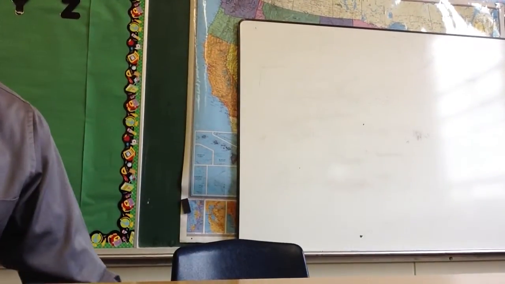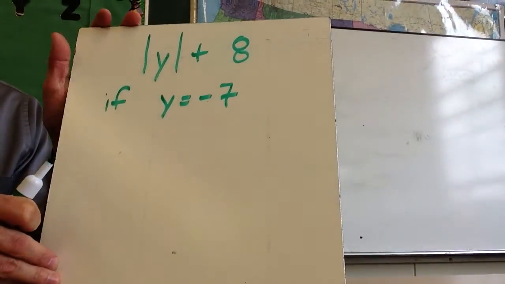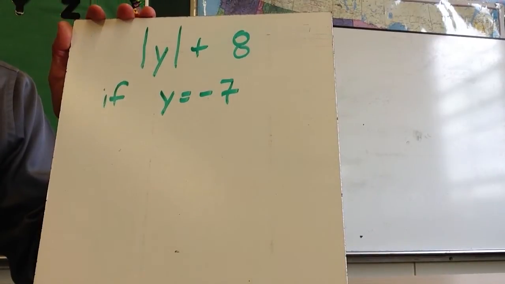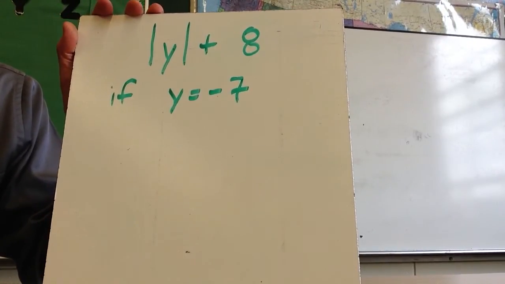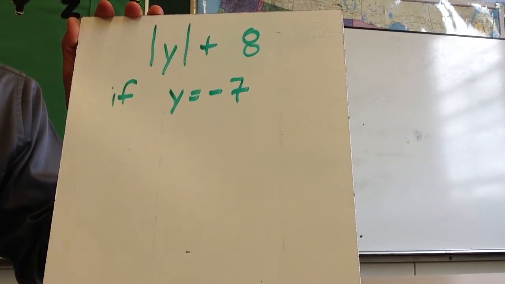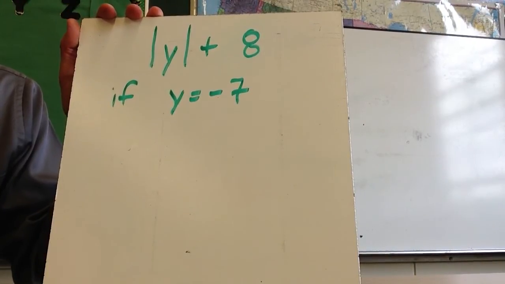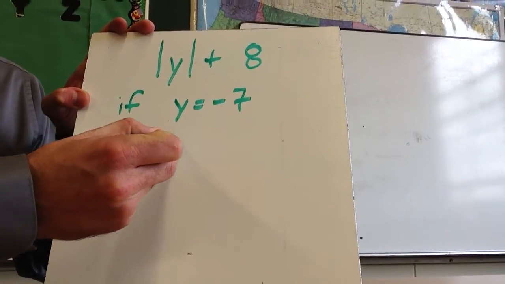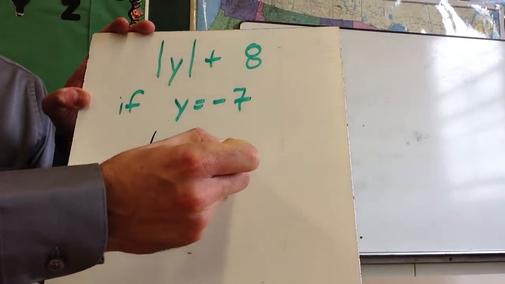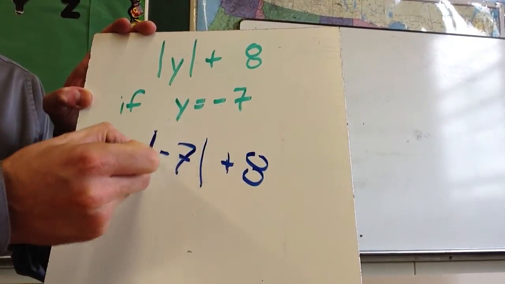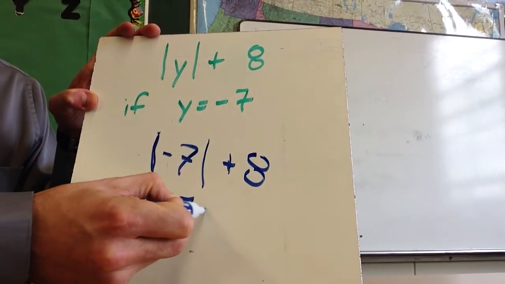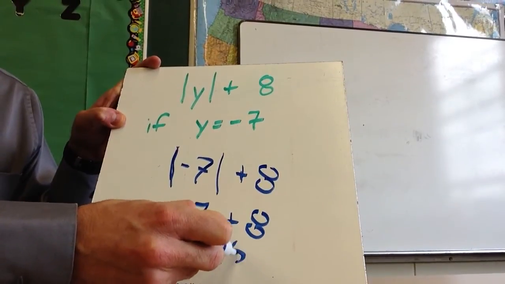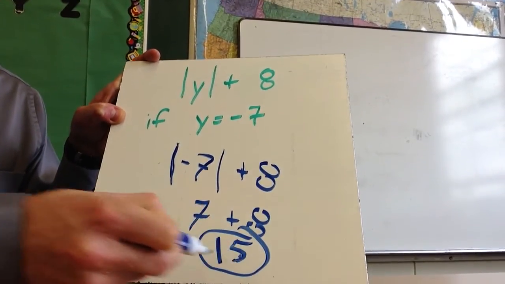All right, now you try one. The absolute value of y plus 8 if y equals -7. Please pause the video at this time to practice this problem. So I want to put the -7 in the absolute value, and then add 8. Remember, I have to do the parentheses first, so this becomes 7 plus 8, and 7 plus 8 is 15.